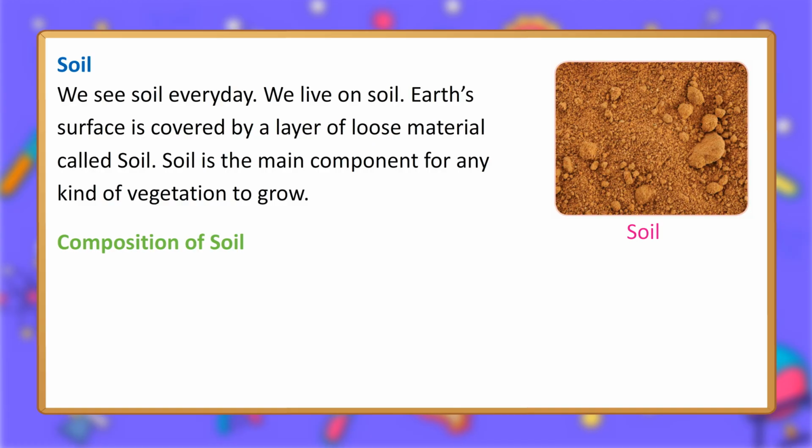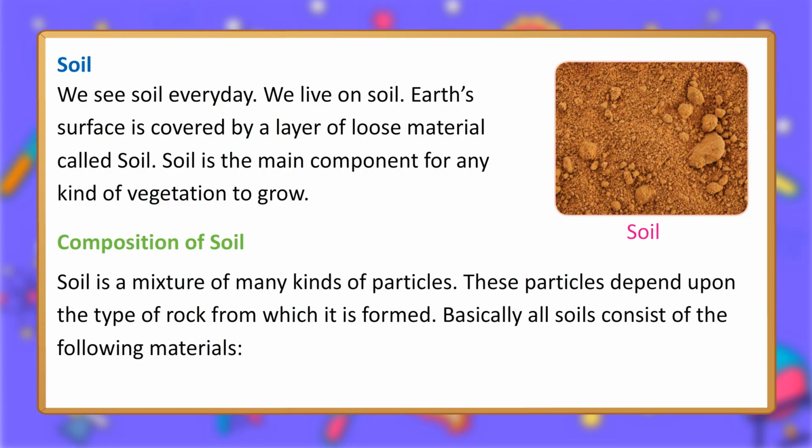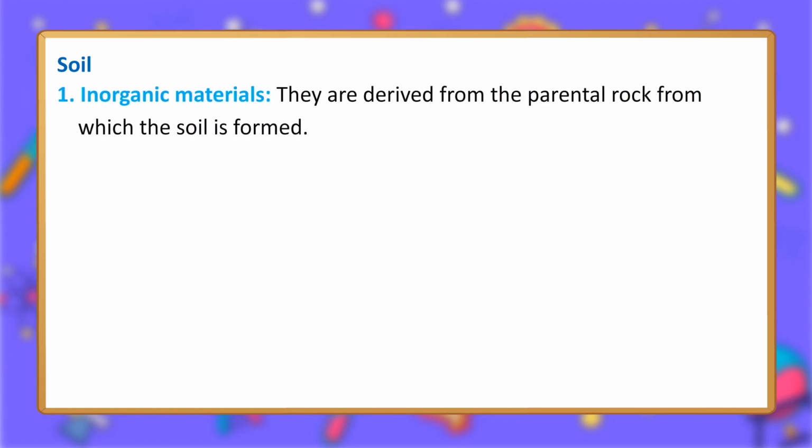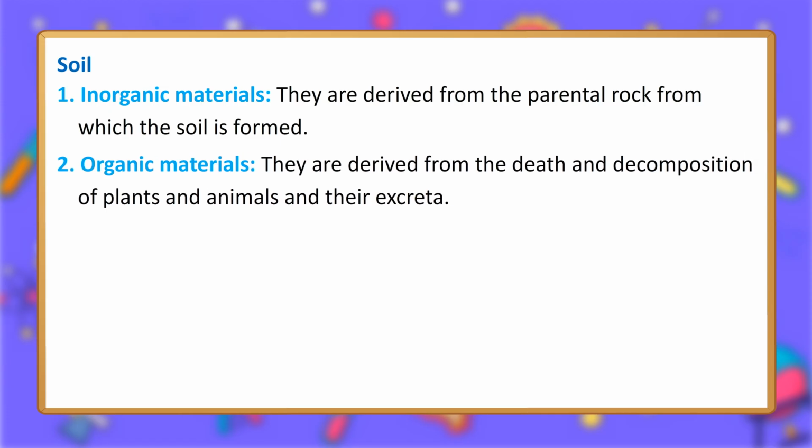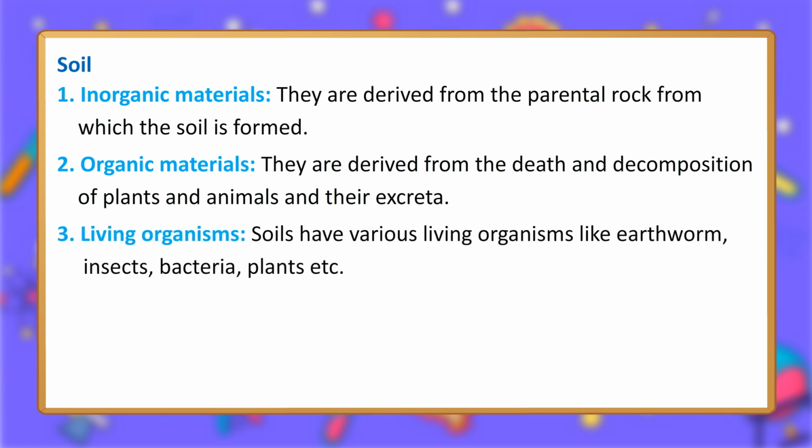Soil. Composition of soil. Soil is a mixture of many kinds of particles. These particles depend upon the type of rock from which it is formed. Basically, all soils consist of the following materials. 1. Inorganic materials. They are derived from the parental rock from which the soil is formed. 2. Organic materials. They are derived from the death and decomposition of plants and animals and their excreta. 3. Living organisms. Soils have various living organisms like earthworm, insects, bacteria, plants, etc.